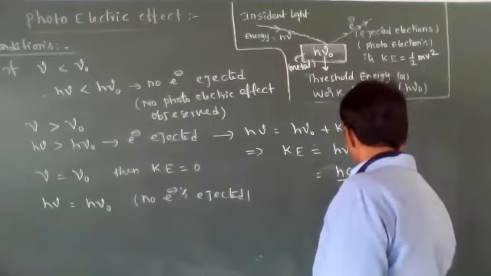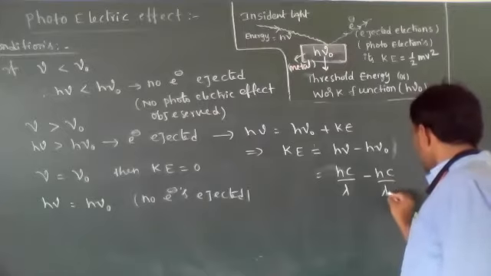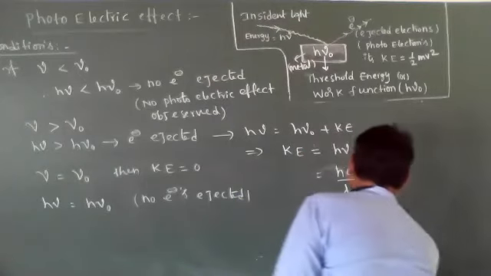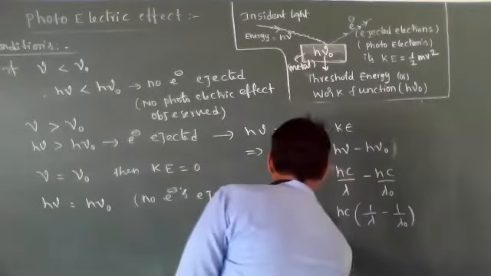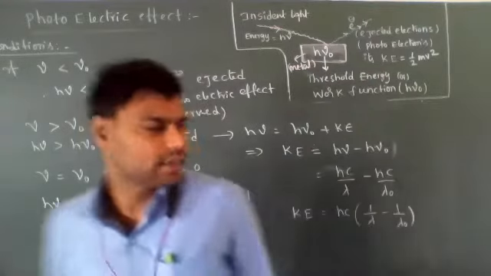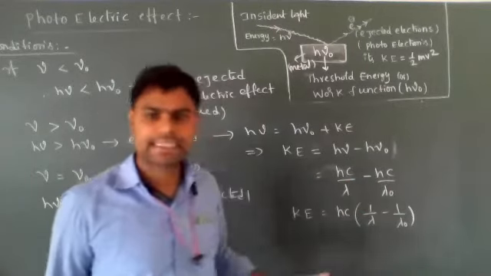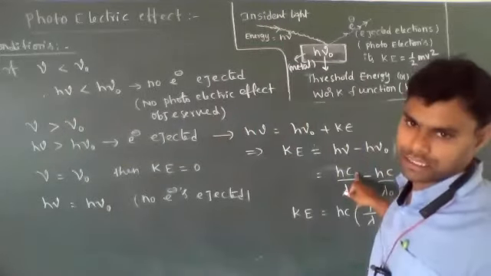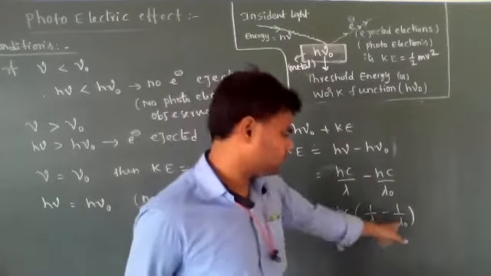Then hc by lambda minus hc by lambda naught. Then you take hc common, giving 1 by lambda minus 1 by lambda naught. Here h means Planck constant and c means velocity of light. Both are constants, that's why hc is taken as common, then 1 by lambda minus 1 by lambda naught.